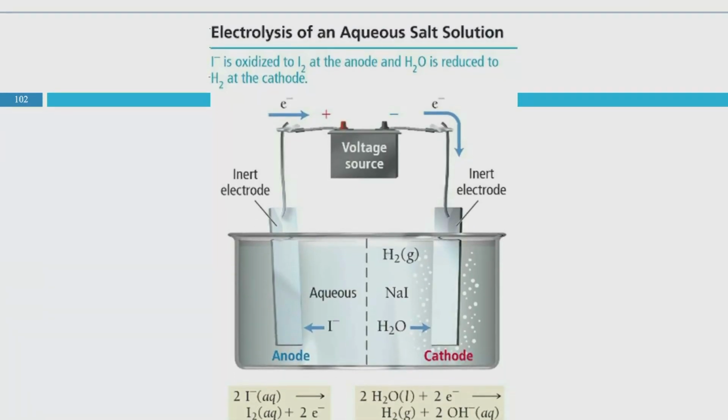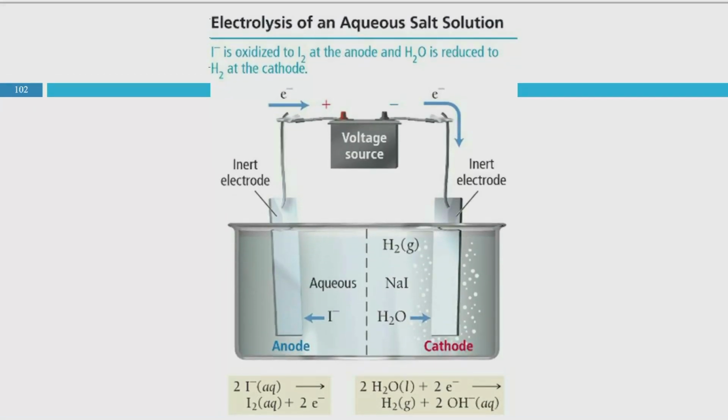Here's what that might look like in an aqueous salt solution. So we've got this line in the middle just separating our sides. That wouldn't actually be there in the solution. It's just one continuous solution. We've got our voltage source. We've got the negative side supplying electrons. We've got the positive side pulling electrons from our other electrode. Our anode is the one that's doing the oxidation. It's losing electrons, and our cathode is the one that's receiving the electrons. In this case, we've got inert electrodes, probably platinum or some other metal like that.